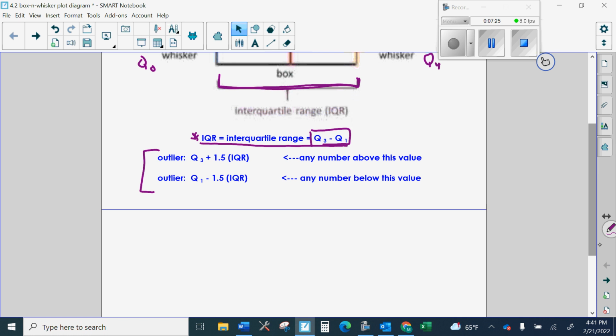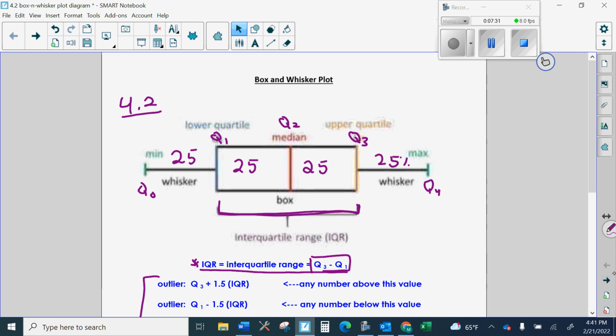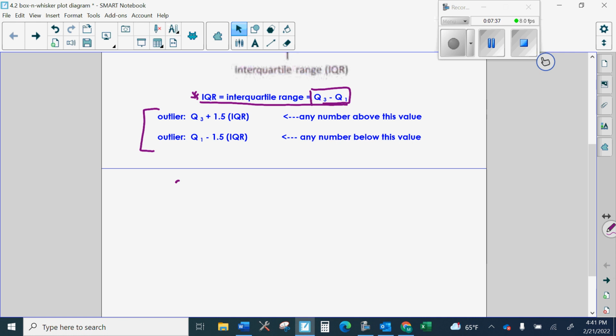So in ours, for example, notice Q sub 1 was 19 and Q sub 3 was 32. So if I went down here, I'd have 32 plus 1.5 times 32 minus 19. That's 13. And that's 19 and a half, so 51.5. So any number above 51.5 would be an upper outlier. Of course, our highest number wasn't even close to that.